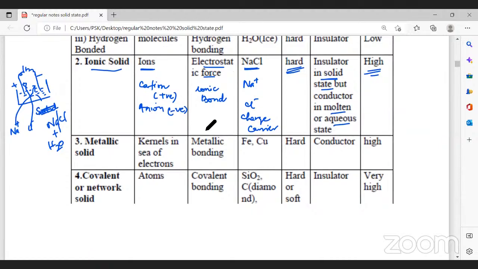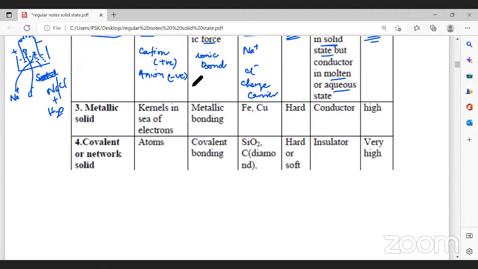The third type of crystalline solids we've learned is metallic solids. In case of metallic solids, I told you what kernels are. Any metal is represented by the letter M. When this metal loses electrons, it gains a positive charge. I don't know the valency of the metal, so if it loses n electrons, the metal gains n plus charge. This M n plus will be called kernels. The positive ion of the metal will be called kernels. These positively charged metal ions will be surrounded by a sea of mobile electrons.